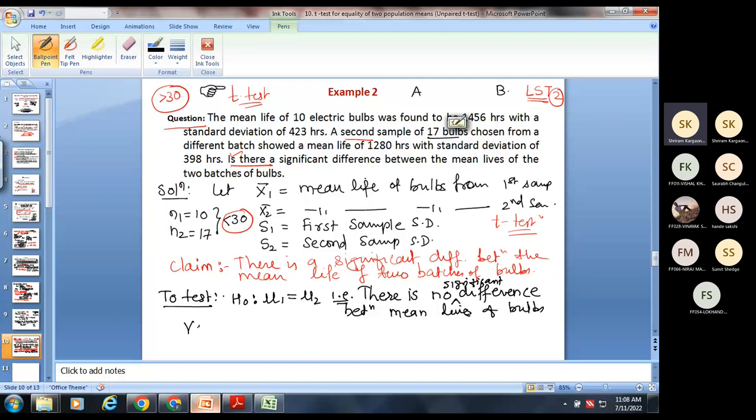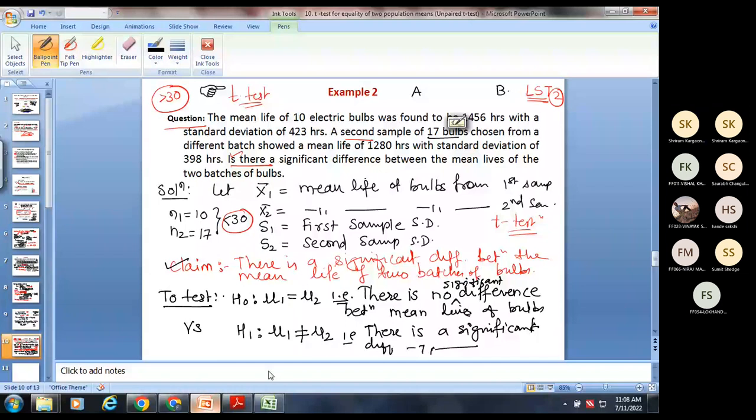Against it, the statement will be mu1 not equal to mu2. What does it mean? It will mean there is a significant difference. This is nothing but the claim. You can write the entire statement: significant difference between the lives of two batches of bulbs. So you have to always mention what you have to test. That should not be ignored at all.